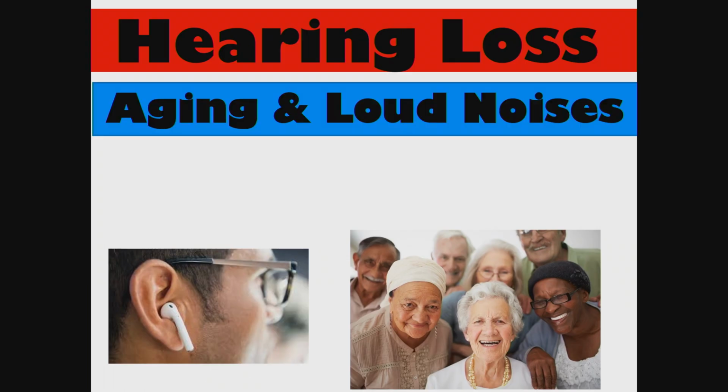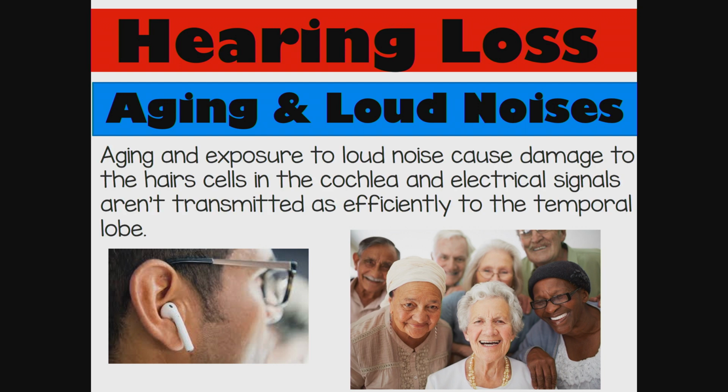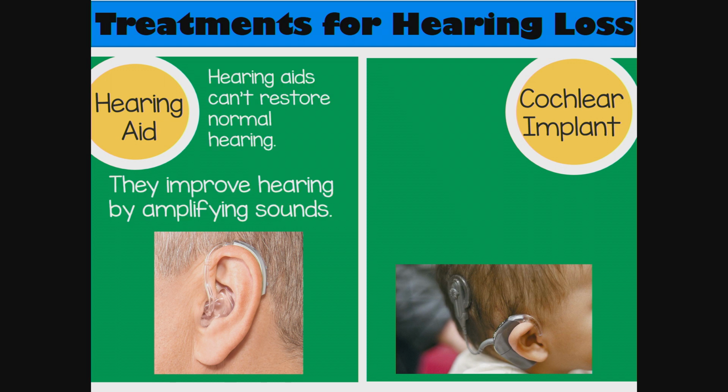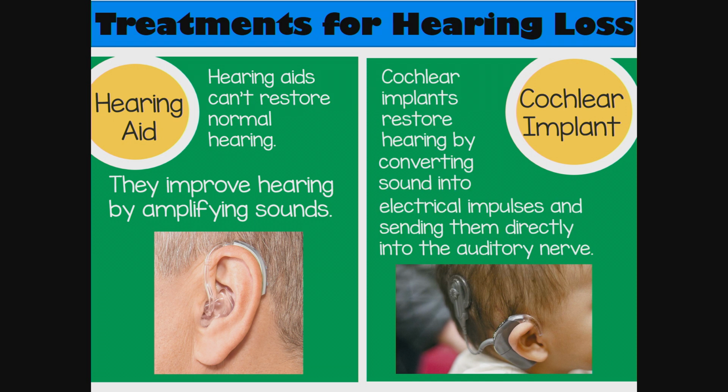Hearing loss is almost always due to aging and loud noises. Aging and exposure to loud noise cause damage to the hair cells in the cochlea, and electrical signals aren't transmitted as efficiently to the temporal lobe. Treatments for hearing loss. Hearing aids can't restore normal hearing. They improve hearing by amplifying sounds. Cochlear implants restore hearing by converting sound into electrical impulses and sending them directly into the auditory nerve.